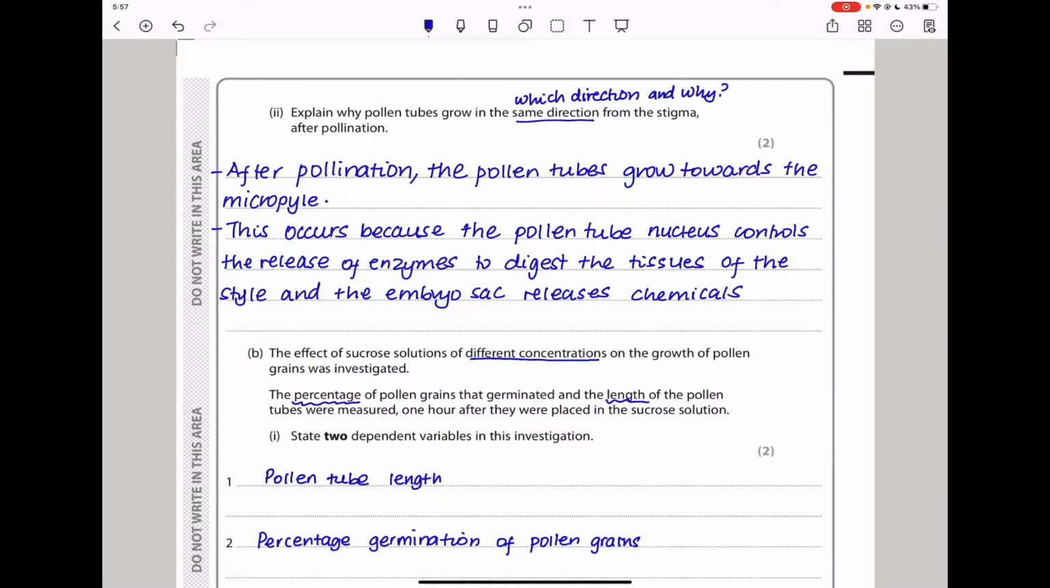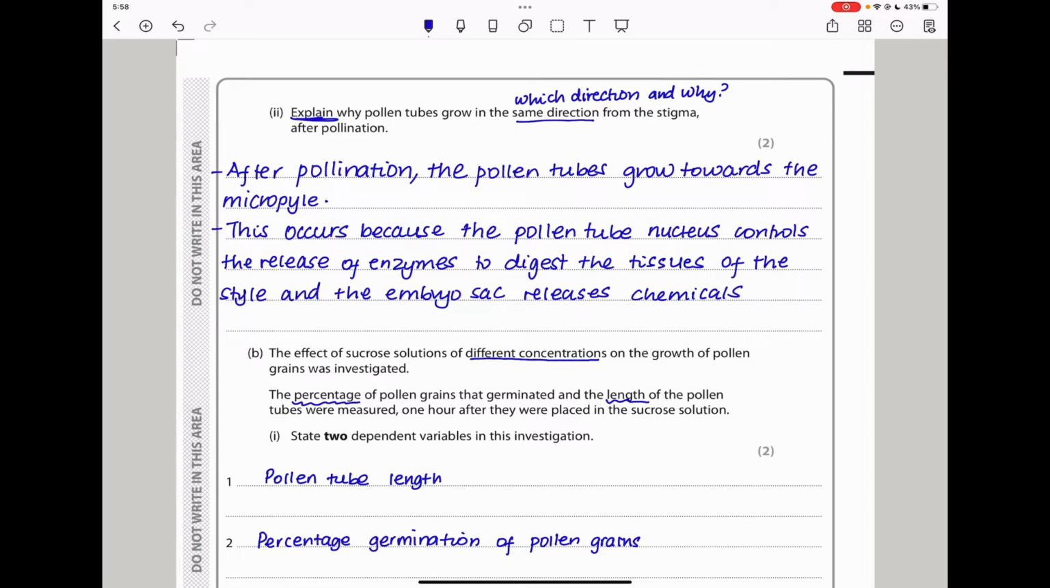Here they say explain why pollen tubes grow in the same direction with the stigma after pollination. When they say same direction, which direction and why, you have to put in that emphasis. So I said after pollination, the pollen tubes grow towards the micropyle. Remember, this is the direction. They asked you to explain, so we have to state which direction as well as why it is going in that direction. So after pollination, the pollen tube grows towards the micropyle.